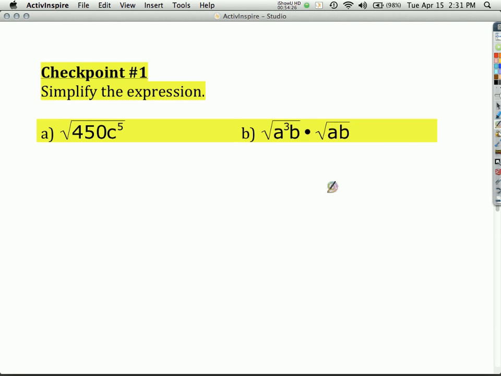Dalton for the same one, and then Stephanie. 15c radical 2c. Okay? 15c squared radical 2c. Okay. It is 15c squared radical 2c.